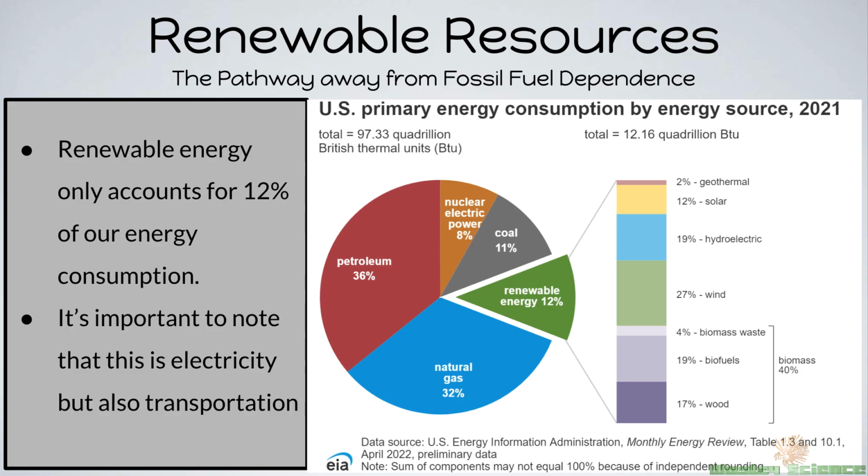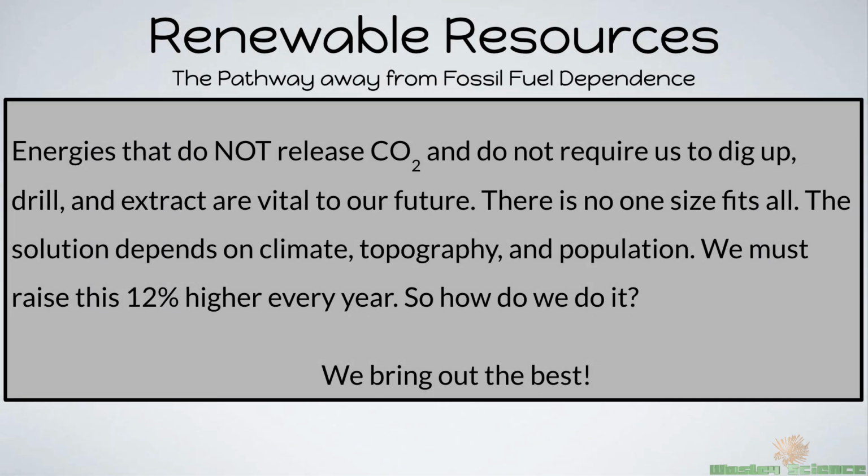Renewable energy only accounts for 12% of our energy consumption. It's important to note that this is electricity, but also transportation. On the pie chart, of that little green slice, you can then break down the kinds of renewable energies that we are currently using. You can see most of the world is using biomass, followed by wind, hydroelectric, solar, and last geothermal. Energies that do not release CO2 and do not require us to dig it up or drill or extract are vital to our future.